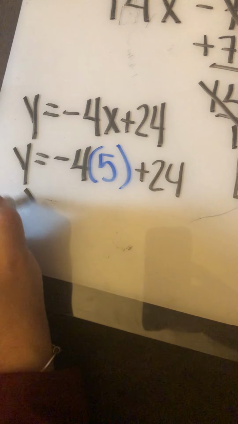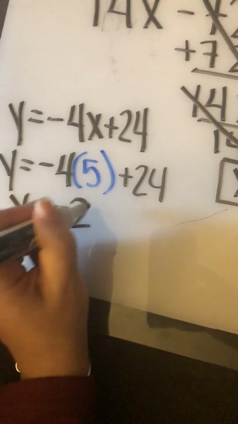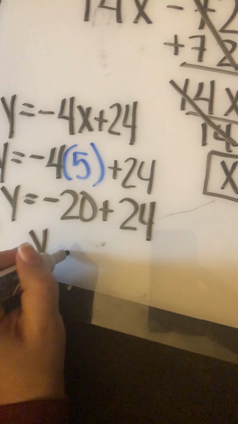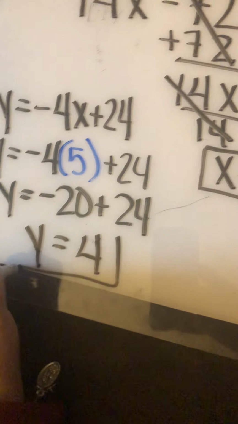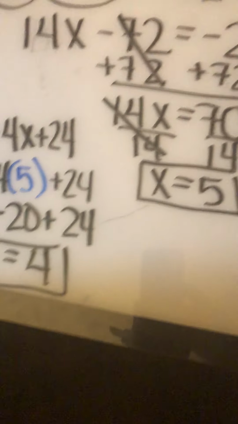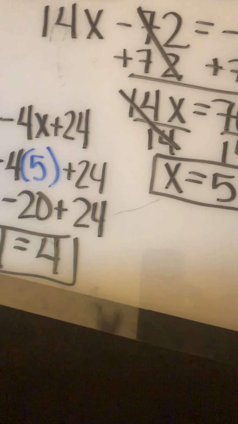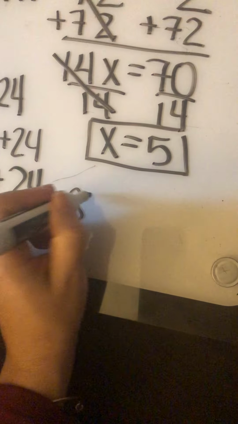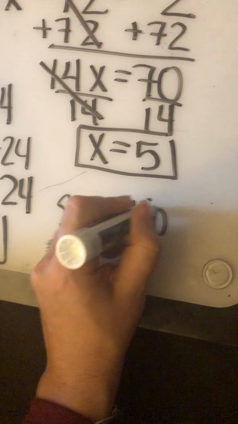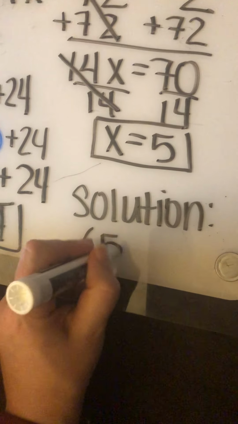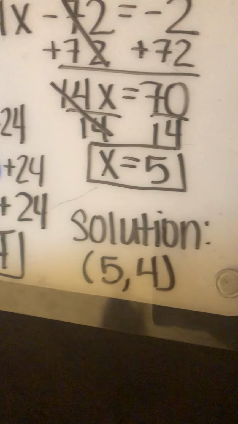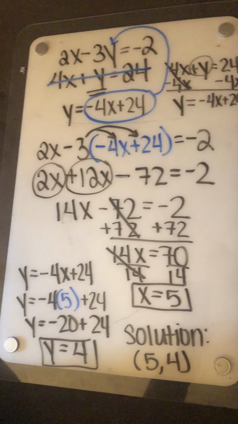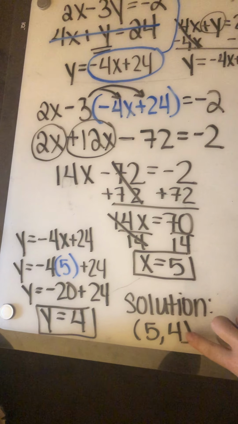Okay, I then do -4 times 5 is -20 plus 24. So -20 plus 24 is going to give us a value of 4. And now I have my solution because I have my x and my y. So once we have that, then we just write it as a point. So my solution will be 5, 4, right? x, y. So this is all of the work we needed to do to get to that one solution here.